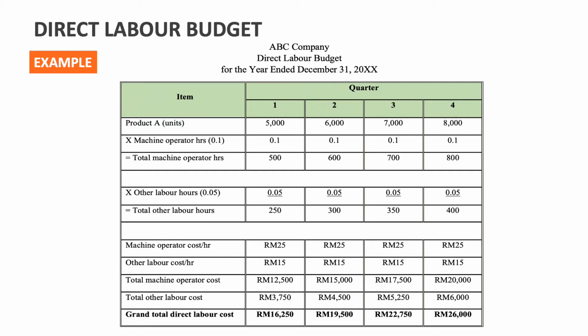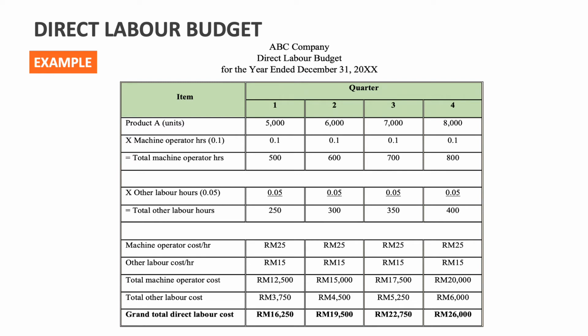And let's say if you also engage the laborers, so you just need to take the product A units 5,000 multiplied by the labor hours of 0.05, that will give you 250 labor hours. So once you calculate how much is the total machine operator hours, how much is the total other labor hours, then you just apply the rates given. All these will be given, don't worry. And then that will give you the total machine operator hours and also total labor cost.